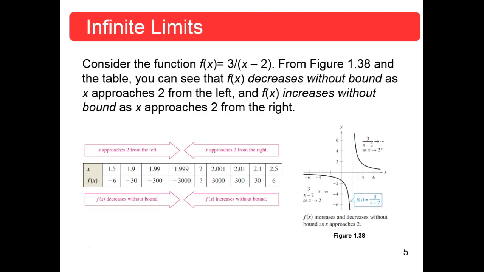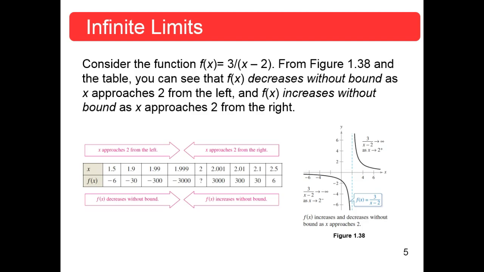But approaching 2 from the right-hand side, say 2.1, that'll be 3 over 0.1, I forgot about my 3 there, that would be 30, okay? 0.01 would be 300. It's increasing without bound as you approach there. Decreasing without bound as you approach from the left, increasing without bound as you approach from the right. Guess what, folks? No limit. This is not going to have a limit.